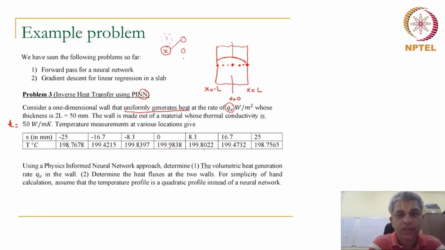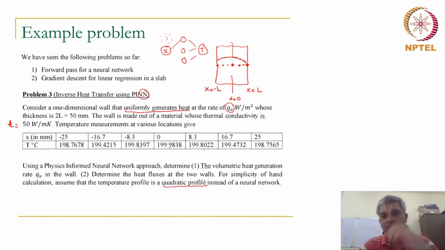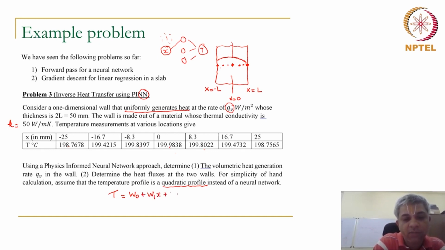And let's say some 3 neurons, and output is temperature. This should generally be the approach that we should take. But for ease of hand calculation, we are going to assume that the temperature is a quadratic profile. This works well, of course, because the temperature indeed is a quadratic profile when you have a uniform heat generation. So we are going to assume that temperature looks like W0 plus W1x plus W2x square.